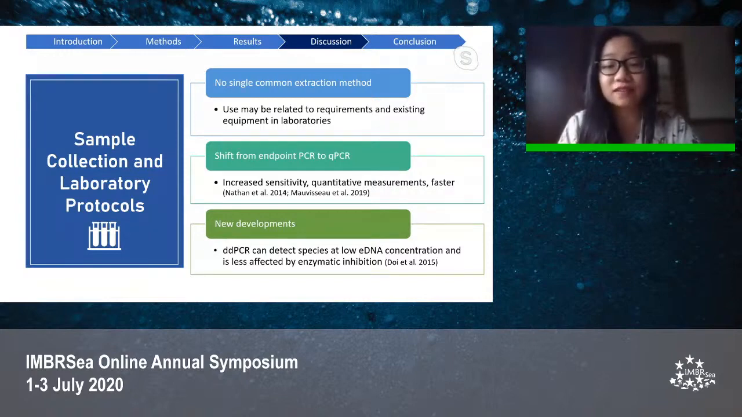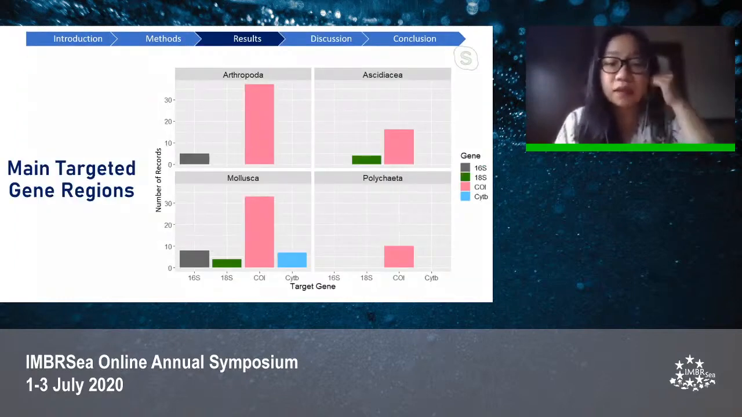and appears to be less affected by enzymatic inhibition. This technique may not be widely used in detecting AIS yet, potentially due to the cost and lack of equipment availability in laboratories, since it's still in its early stages. So for these four phyla, the CO1 is the most targeted gene region, with exclusive use on the 10 records on polychaetes on the bottom right corner.